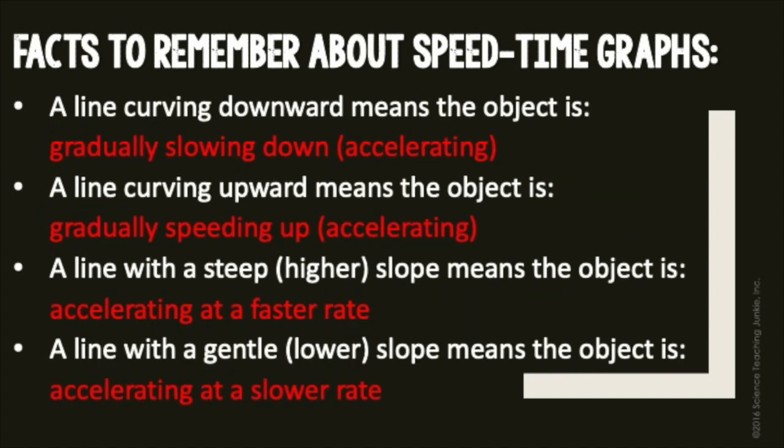Also, a line curving downward means the object is gradually slowing down. A line curving upward means the object is gradually speeding up. A line with a steep or higher slope means the object is accelerating at a higher rate, or faster rate, excuse me. A line with a gentle or lower slope means that the object is accelerating at a slower rate.